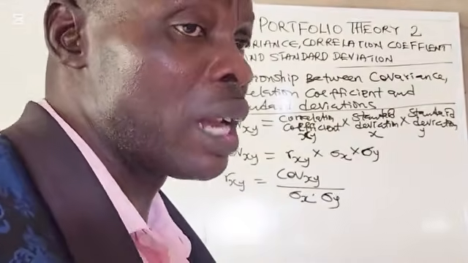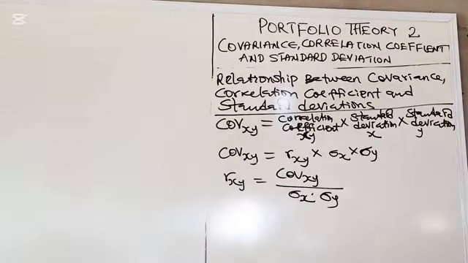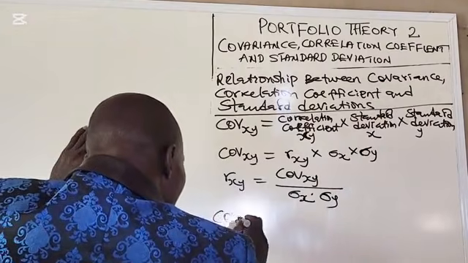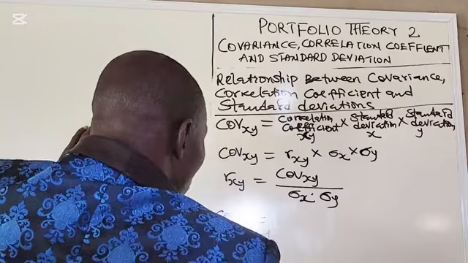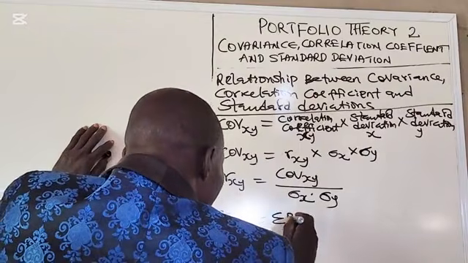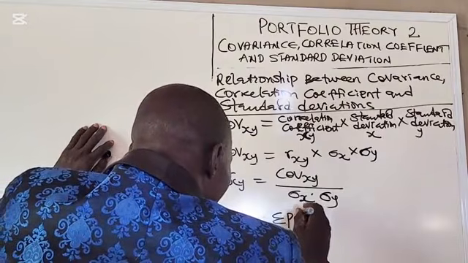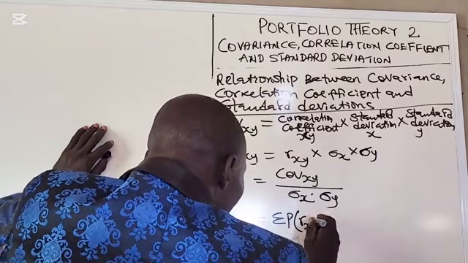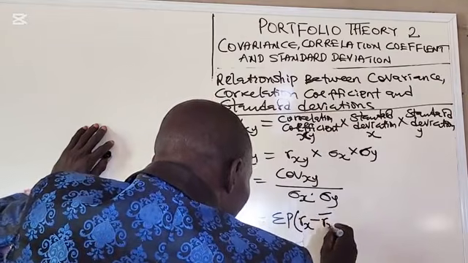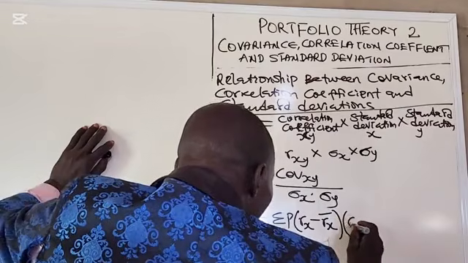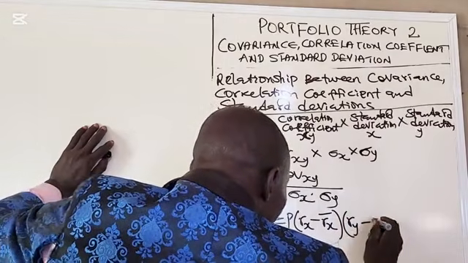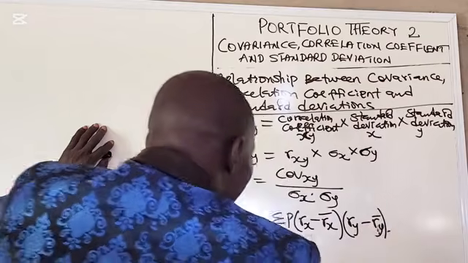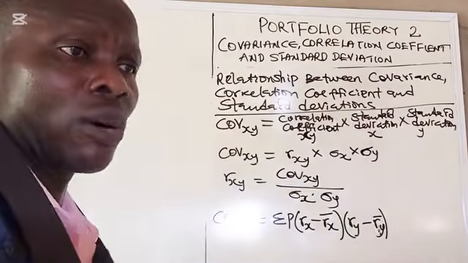And remember the covariance formula, which I've given earlier. Covariance between the two securities X and Y equals the sum of probability multiplied by returns of security X minus expected returns of security X, into returns of security Y minus expected returns of security Y. This is the formula for calculating the covariance.